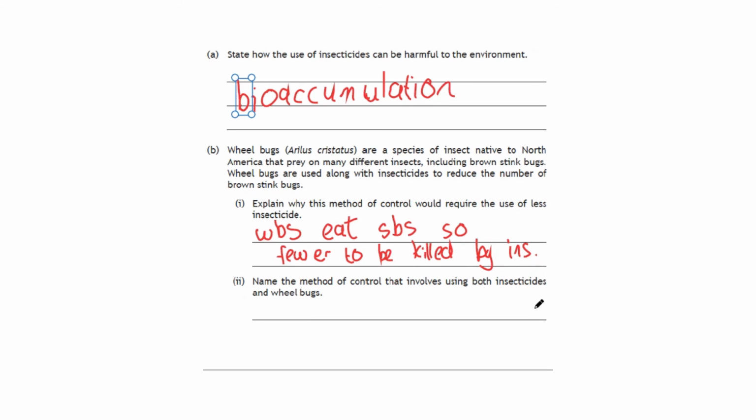And then number 2, name the method of control that involves using insecticides and wheel bugs, so that's called integrated pest management.